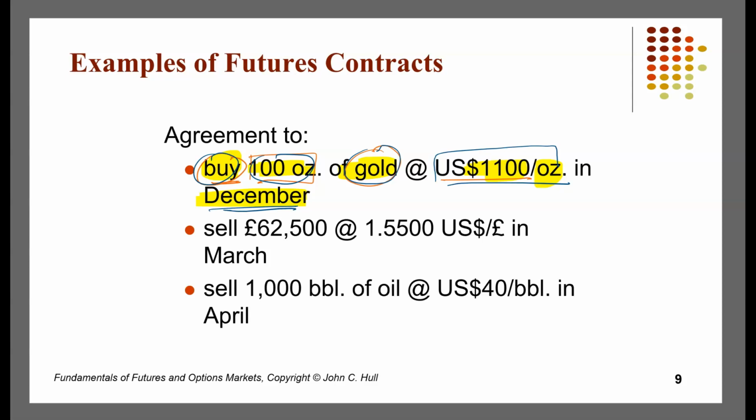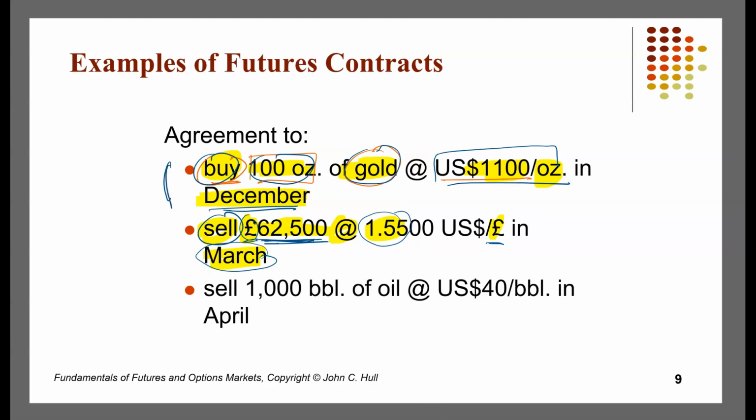Now, in the second example that we have here, we are selling 62,500 pounds at $1.50 per pound in March. All right, think about this for a second. We are selling 62,500 pounds. So the underlying here is a currency, and that is the British pound. And we're selling this much British pound, that's our quantity, at the price per British pound, which is the exchange rate. And that price per British pound is $1.55 per US dollar per British pound. And when is the transaction occurring? It is occurring in March.